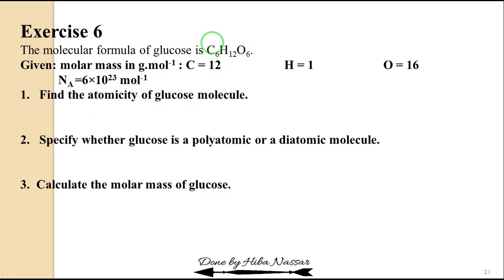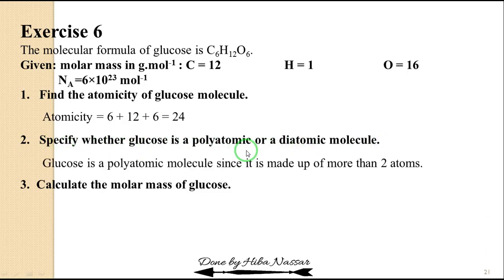Atomicity represents the total number of atoms. So here we have 6 carbon atoms, 12 hydrogen atoms, and 6 oxygen atoms. So the atomicity for glucose is 6 plus 12 plus 6, so it's equal to 24 atoms. Question number 2. Specify whether glucose is a polyatomic or a diatomic molecule. So here glucose is a polyatomic molecule since it is made up of more than 2 atoms. We have 24 atoms.